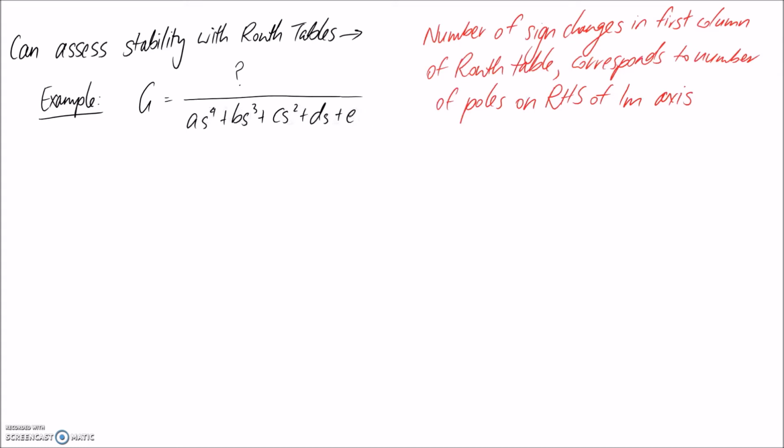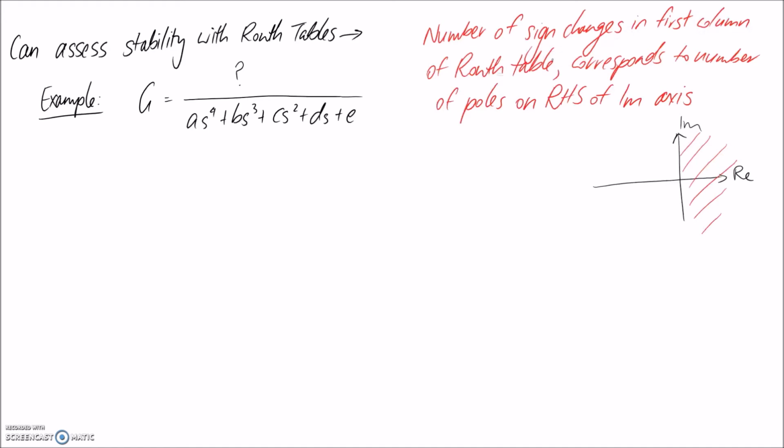And when we set out our table, what we're interested in is the number of sign changes that we see in the first column of the Routh table, because this corresponds to the number of poles on the right-hand side of the imaginary axis. And remember, when we drew our diagram before, we said that even one pole on the right-hand side of our axis, out here, is going to cause our system to be unstable. So essentially, if we have a stable system, we're going to have 0 sign changes in the first column of our Routh table.